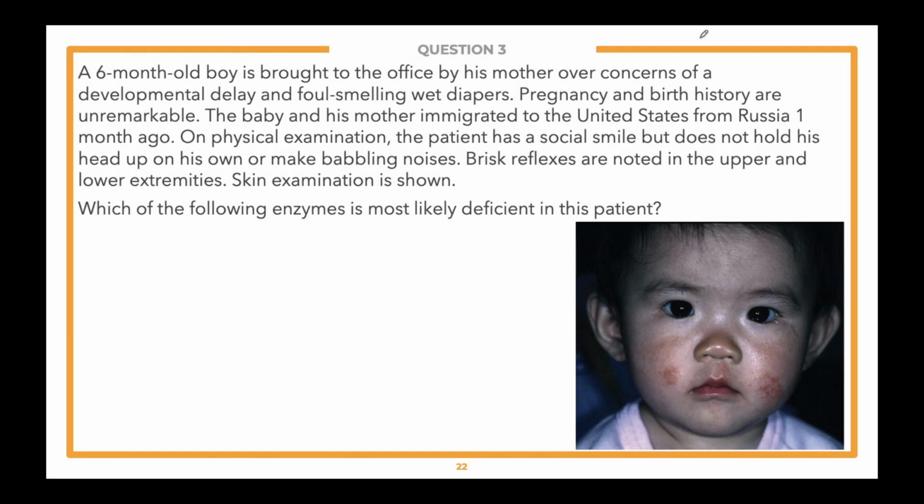So with that, let's go ahead and move on to our third question of the evening. Once again, the answer choices are covered up. We will begin with the lead-in. Which of the following enzymes is most likely deficient in this patient? I'll give all of you a few moments here to respond in the question box and let us know how many steps you believe this question will require. And we'll move on to that vignette.